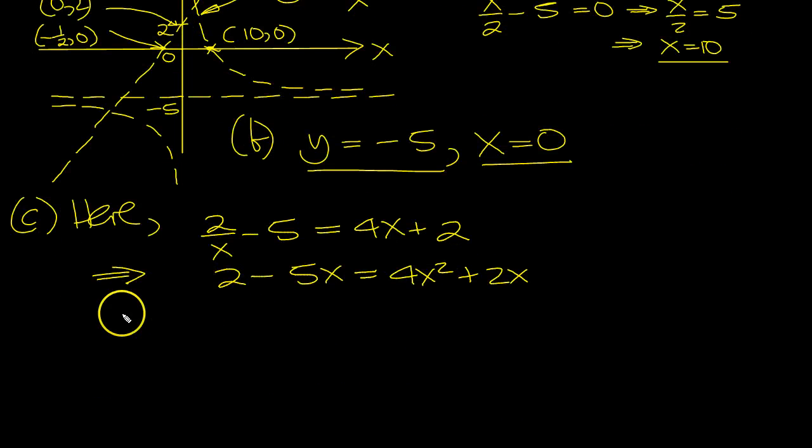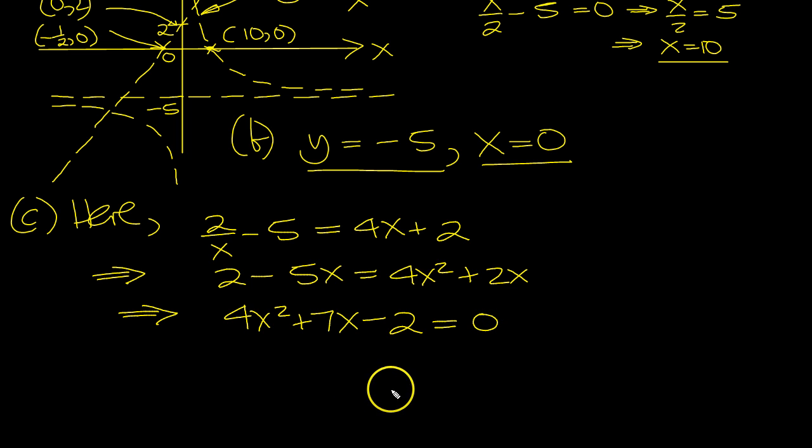So what have we got then? Move everything onto one side. Now we've got 4x squared. Move the minus 5x to be with the 2 to make 7x's. Move the 2 over to minus 2. Okay, so we've moved the minus 5 to plus 5. 2 plus 5 is 7. Move the 2 over to minus 2 equals 0.